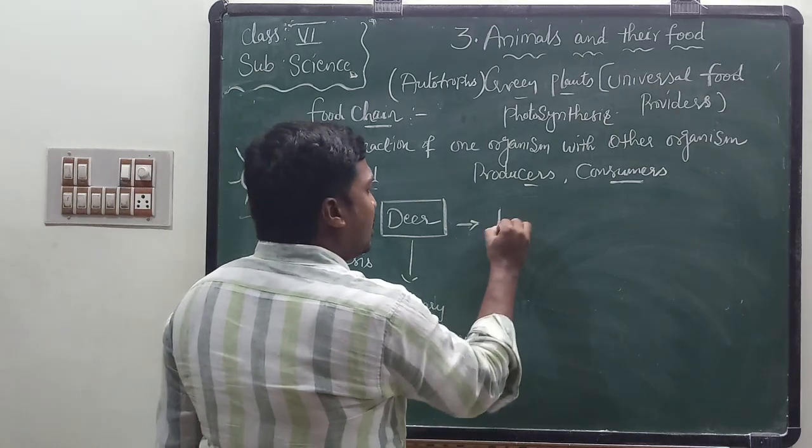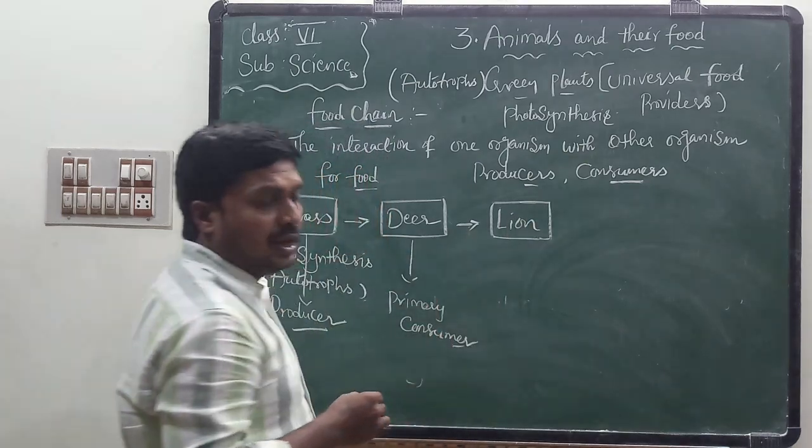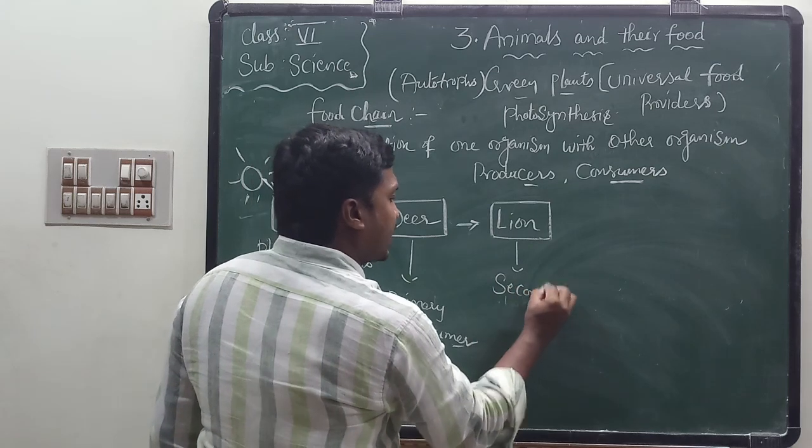Now, if you observe, the lion or tiger occupies the third level in the food chain. This is called a secondary consumer.